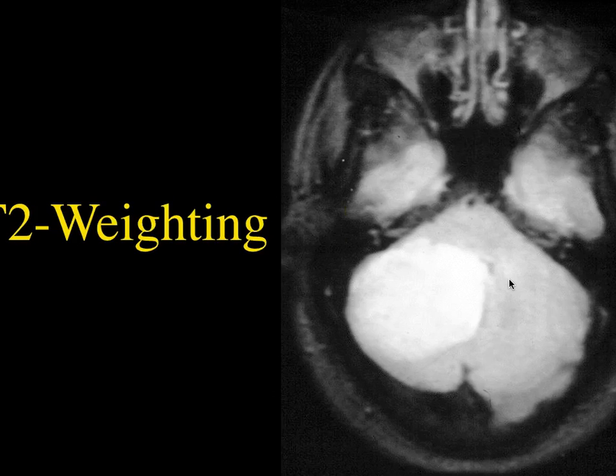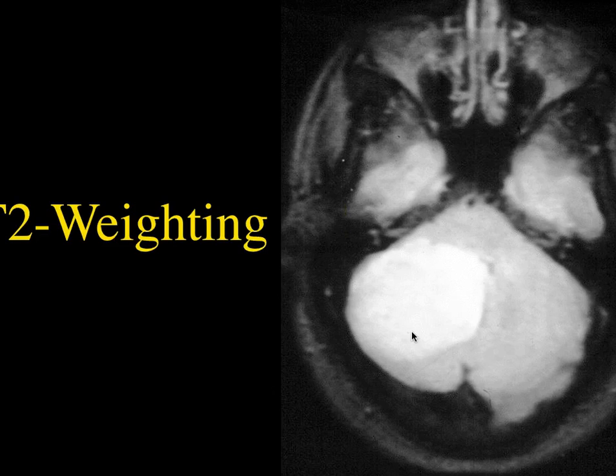Now, T2 weighting is any pulse sequence which primarily separates the signal intensity from tissues based upon the T2 time. And this is just an old image from the mid 1980s showing a large tumor in the posterior fossa here. And we found out very early on that T2 weighted images were very sensitive at detecting pathology.